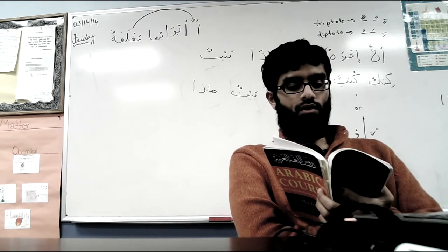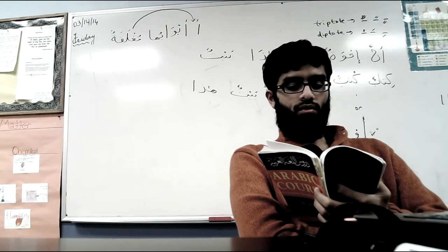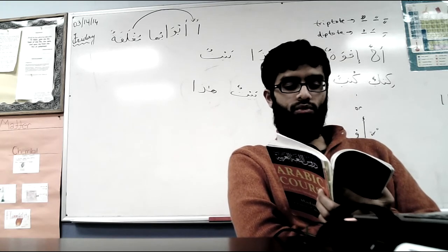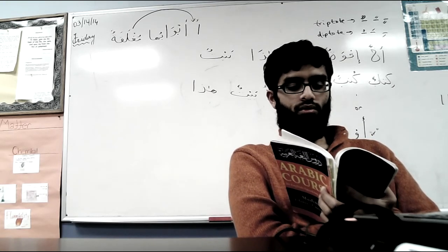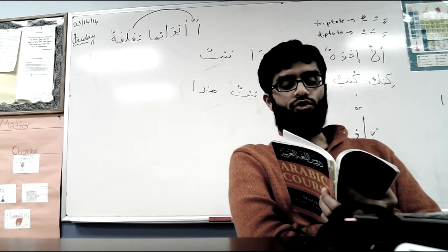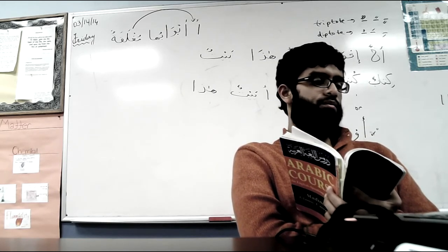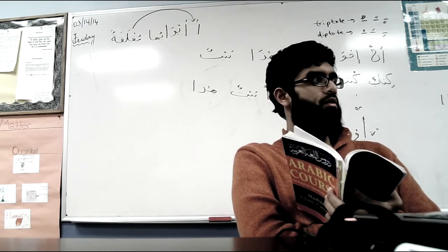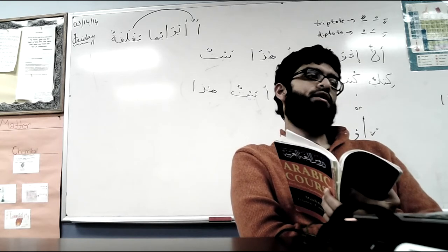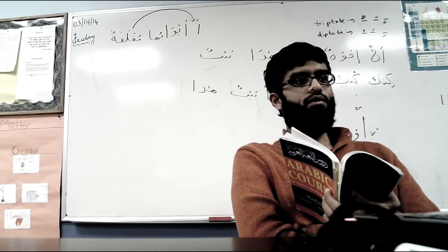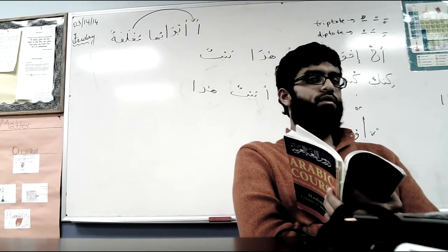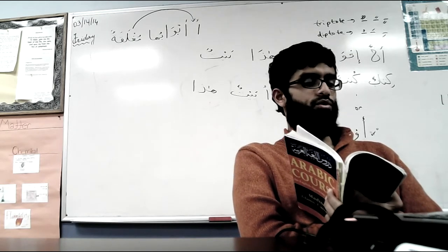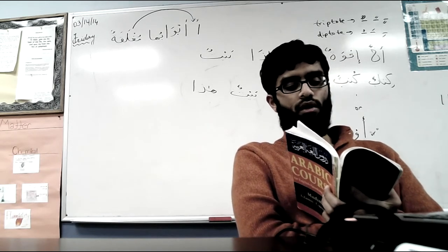Ahmadu. Okay, so all of these are they what? Triptoed or diptoed? Diptoed. Why is Hamzatu diptoed? It's a male name that ends in ta marbuta, right? What's another example like Hamzatu? A male name that ends in ta marbuta. Usamatu, right? Usama. Okay.